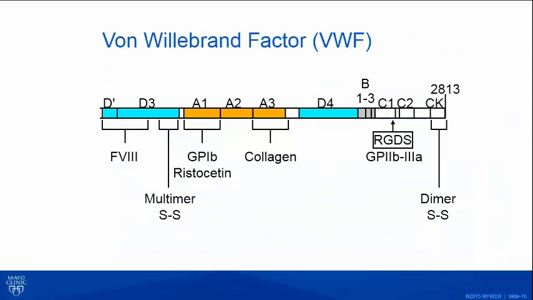So switching gears to von Willebrand factor, this is a multimeric protein, as I just mentioned, and it contains multiple functional domains in its monomer. It has a factor VIII binding domain, platelet glycoprotein 1B binding site, collagen binding site, and also platelet glycoprotein 2B3A binding site.